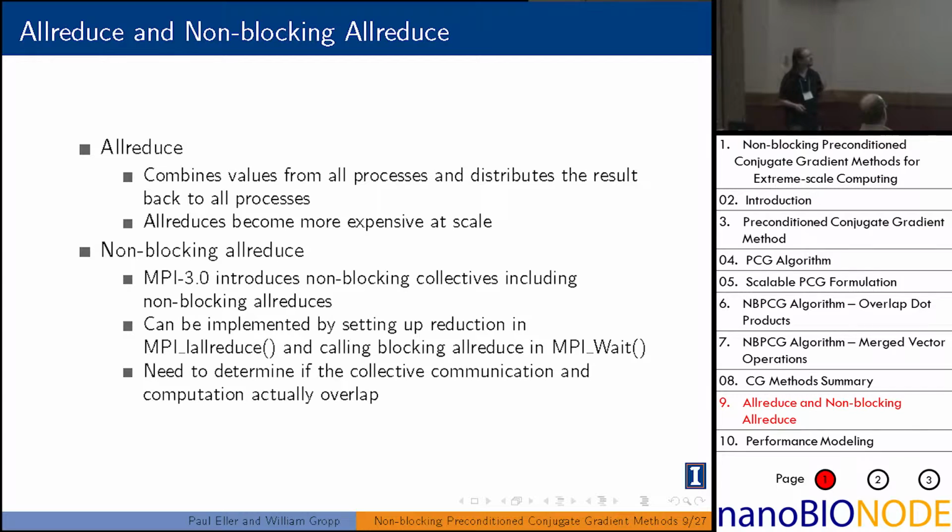The non-blocking Allreduce was introduced in MPI 3.0. Unfortunately, there aren't necessarily good implementations everywhere. One of the issues we've run into on Blue Waters is that one way you can technically implement it is by setting up the reduction when you call MPI Allreduce, and then when you call the wait, calling a blocking Allreduce. So you don't really get the benefit of the non-blocking Allreduce. So one of the issues we're dealing with right now is that we need to find an efficient non-blocking Allreduce, and we need to verify that it can actually overlap communication and computation.